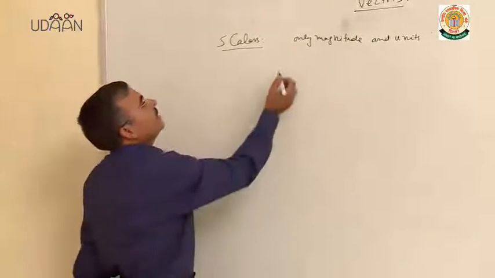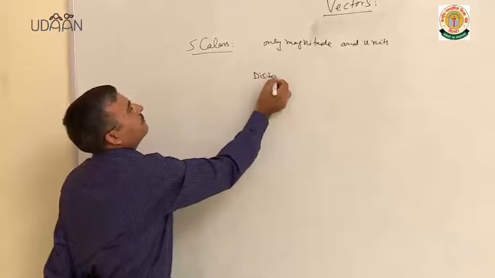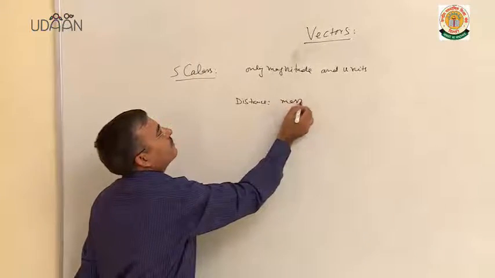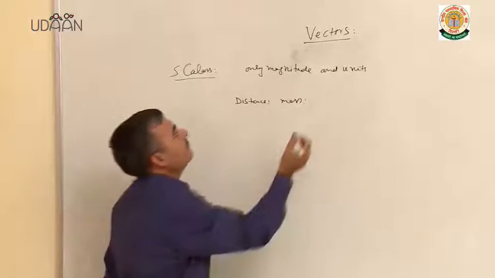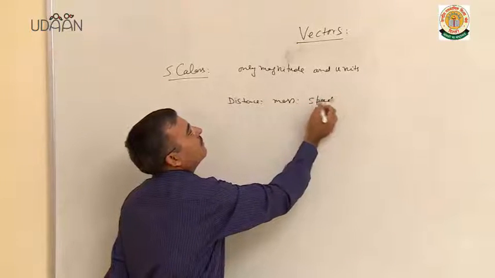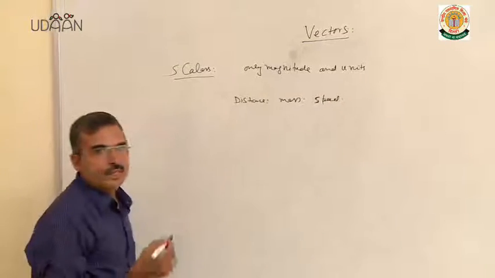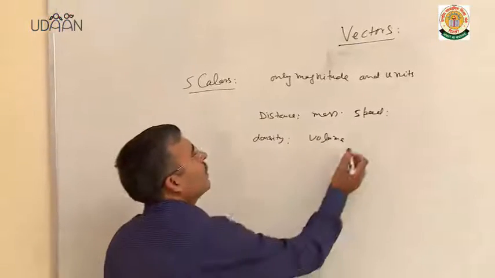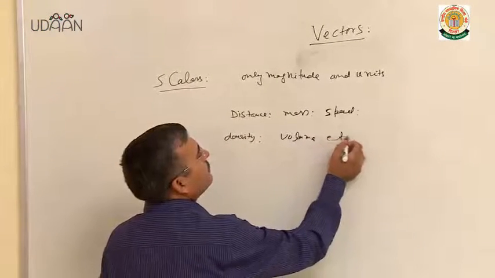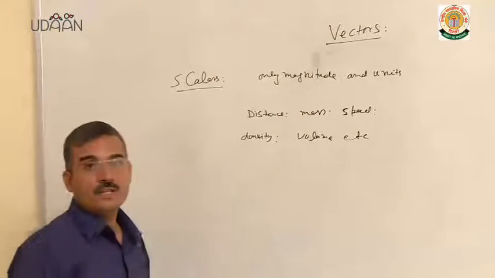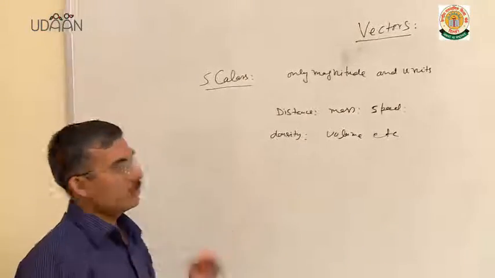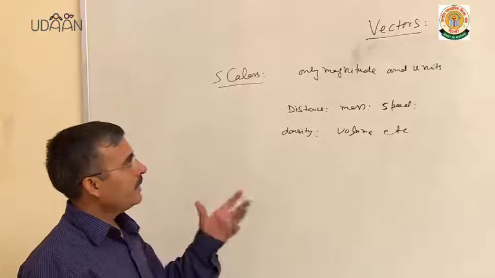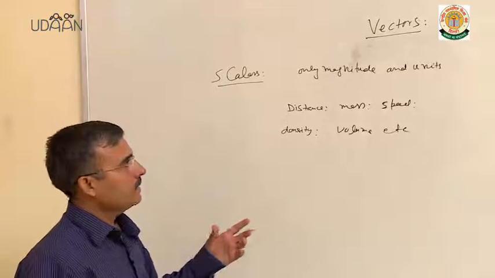Like distance, mass, speed, density, volume, and etc. There are many physical quantities. Scalars need only magnitude and units, no other information, and they can be added and subtracted like ordinary algebra.